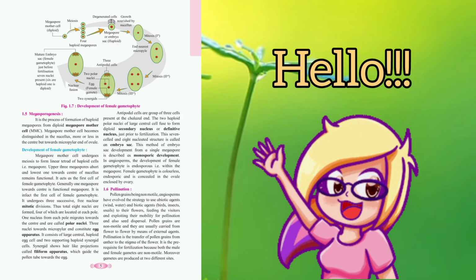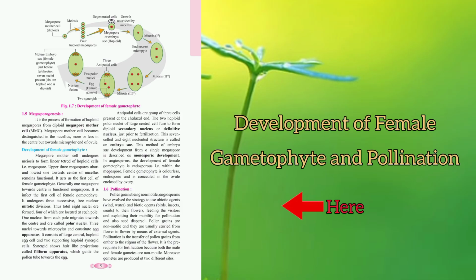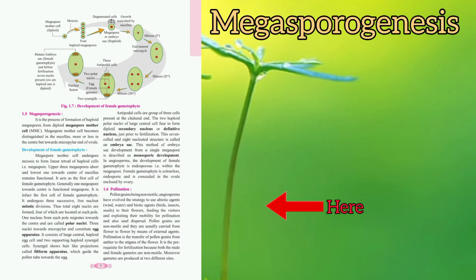In today's video, we'll learn two important topics from plant reproduction: development of female gametophyte and pollination. Let's begin. Megasporogenesis. It is the process of formation of haploid megaspores from diploid megaspore mother cell, MMC.